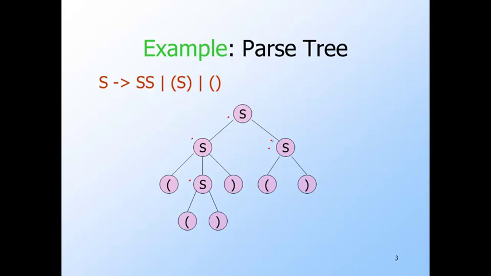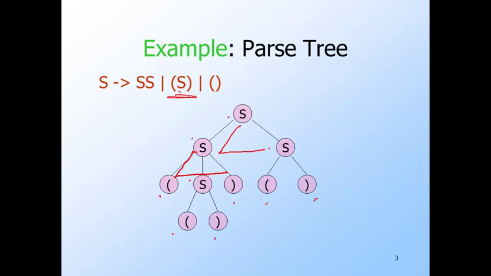Each leaf is labeled by a terminal, either a left or right parenthesis. These are here, here, here, here, here, and here. The production at the root is S goes to SS. You can sort of see that by looking at the root and its two children. Here's another interior node, and the labels of its children are left paren, S, right paren, and you know that left paren, S, right paren is another production of the grammar.